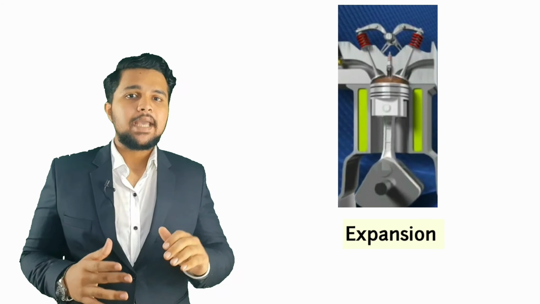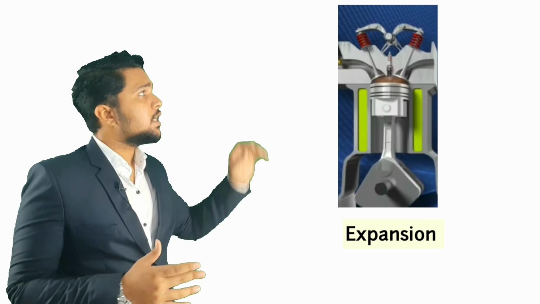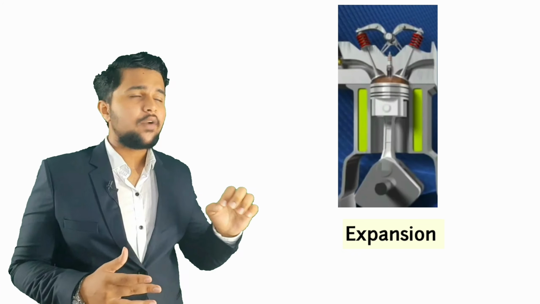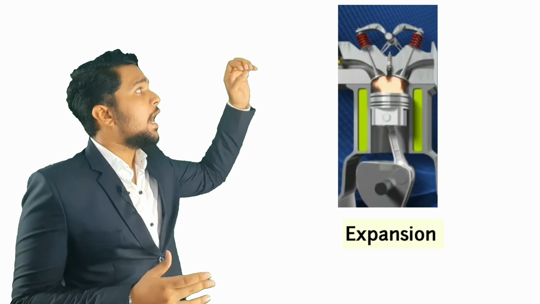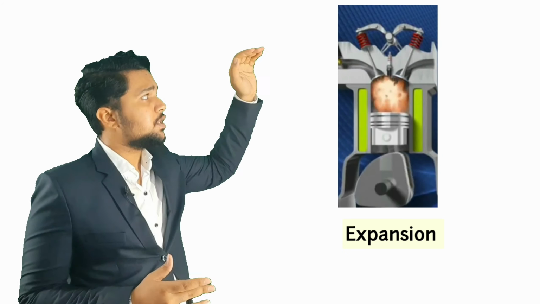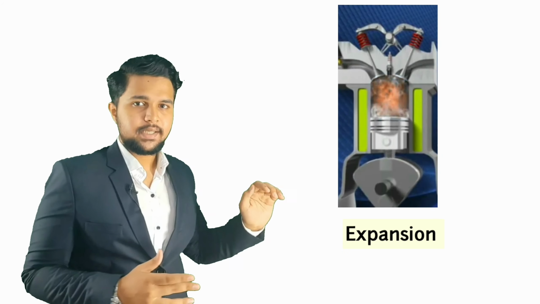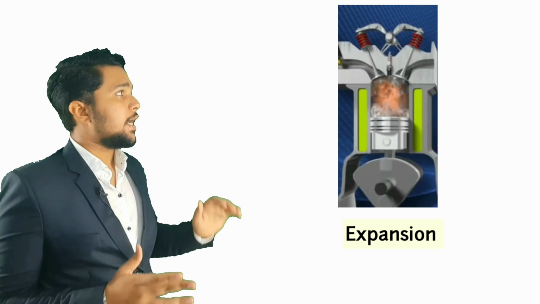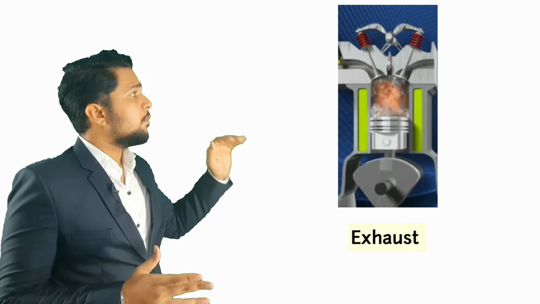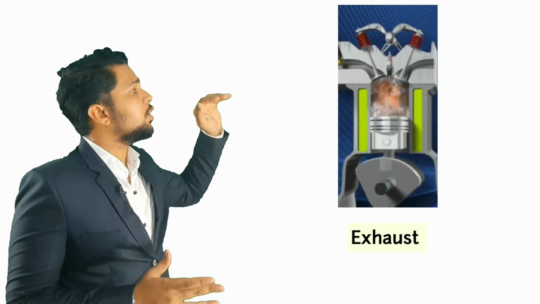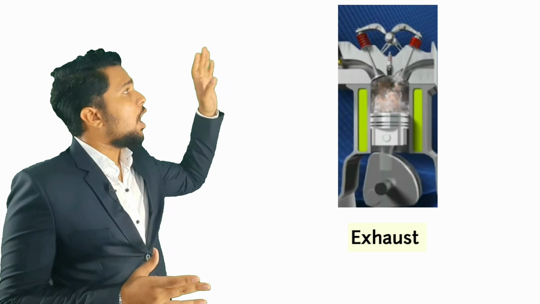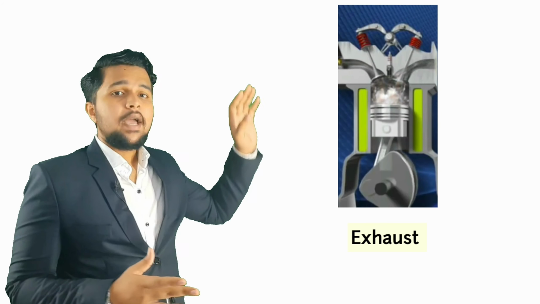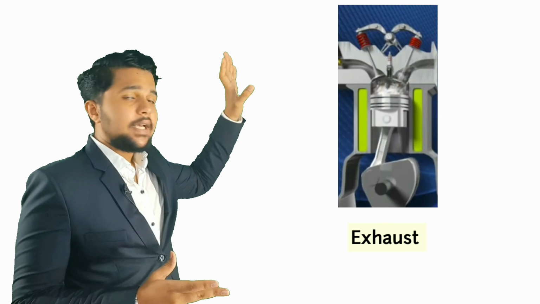The next stage is expansion. During this stage, the spark plug produces a spark which ignites the fuel mixture, and this pushes down the piston from top dead center to bottom dead center. The last stroke is the exhaust stroke. During this stroke, the piston moves from bottom dead center to top dead center, and the outlet valve opens, which pushes out the hot gases to the environment. This was the working of a petrol IC engine.